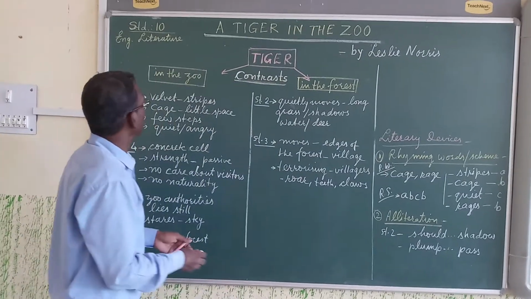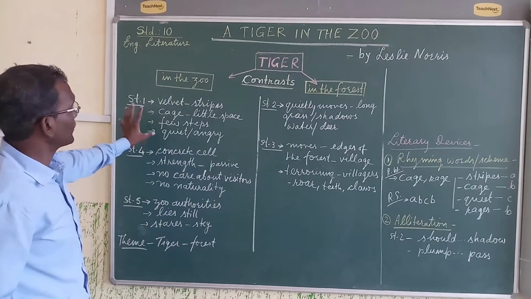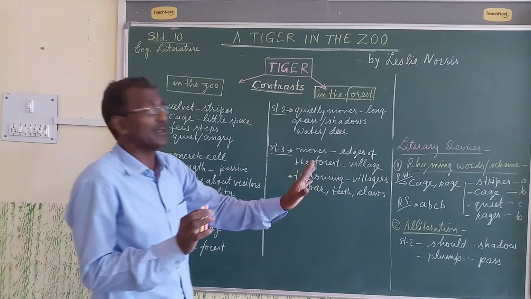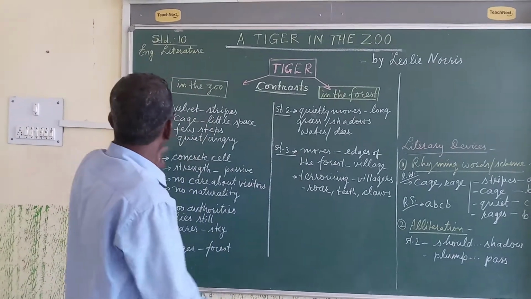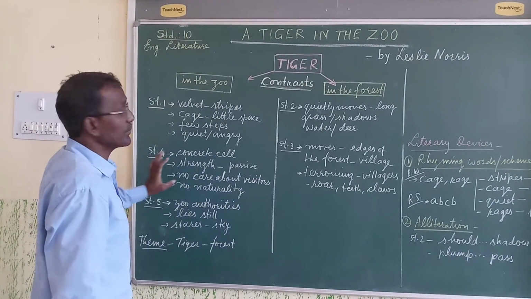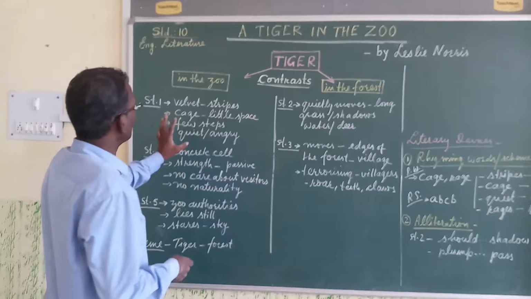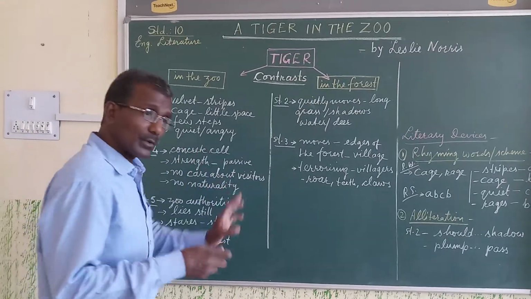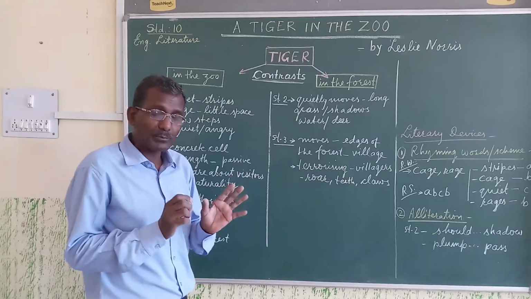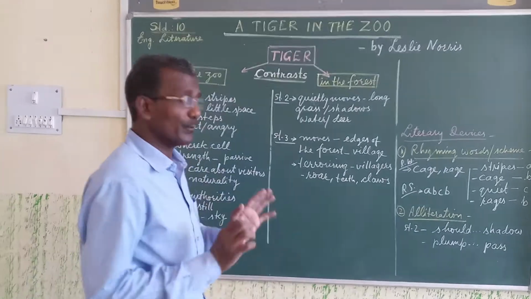So let us take up how this tiger behaves in different ways. We have altogether 5 stanzas, and let us see each stanza line by line. It will be very clear for us.